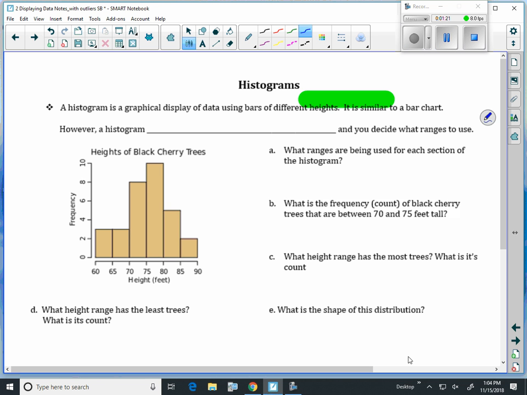Okay, so we have a histogram. A histogram is a graphical display. Guys, we need to pay attention. We gotta move on. A histogram is a lot like a bar chart, but a histogram uses ranges for its x values. So it's going to look a little bit different when we graph these.